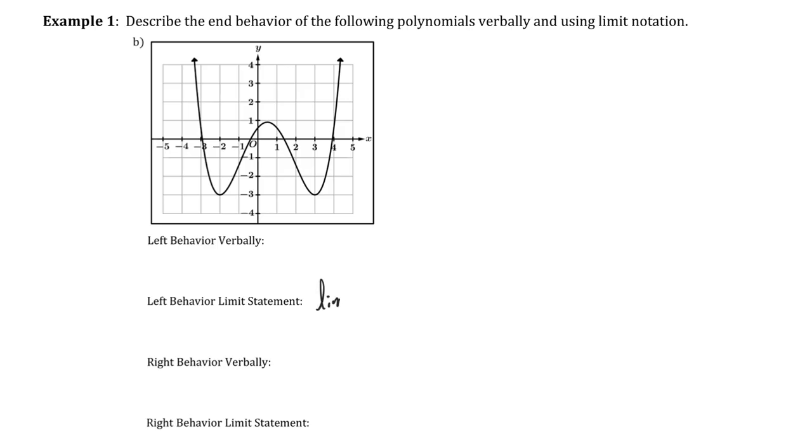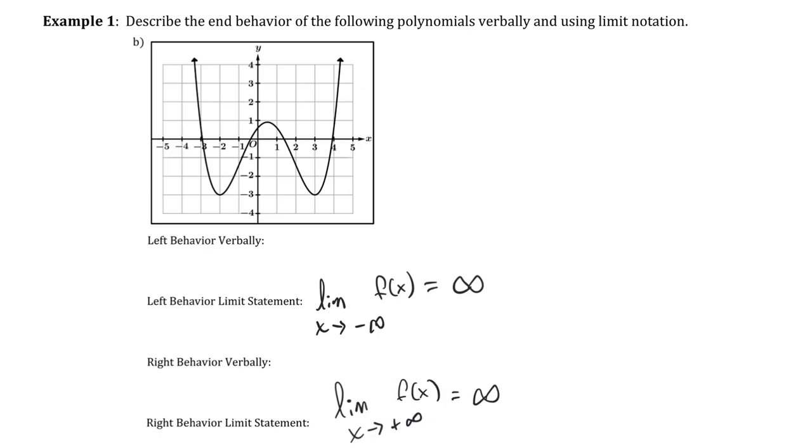My limit statement: as x approaches negative infinity, f of x approaches positive infinity. For right behavior, verbally, as x approaches positive infinity, y approaches positive infinity. How about that limit statement? My limit, as x approaches positive infinity, y approaches positive infinity. And there we have it.